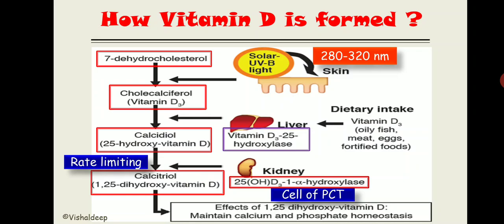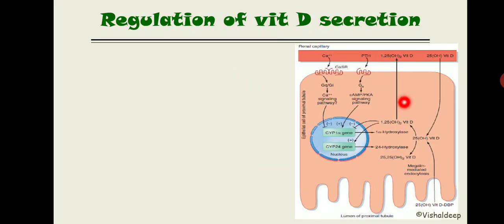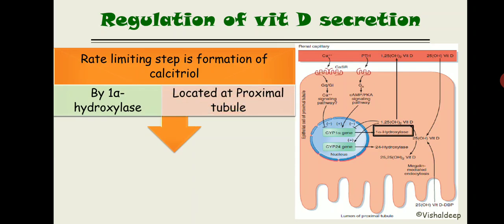Alright. Now let's talk about the regulation of vitamin D secretion. Let me show you a picture of the proximal convoluted tubule cell. This one is the tubular cell. This one is the blood vessel. Again, it also has a calcium sensing receptor, as I told you in the CASR segment, that this CASR is also present inside the kidney, right? Now, as I told you earlier, the rate limiting step of formation of calcitriol is the 1-alpha hydroxylase enzyme, and it is located over the proximal convoluted tubule.